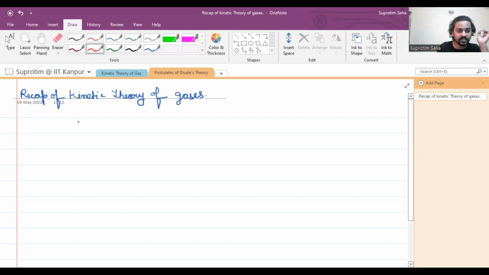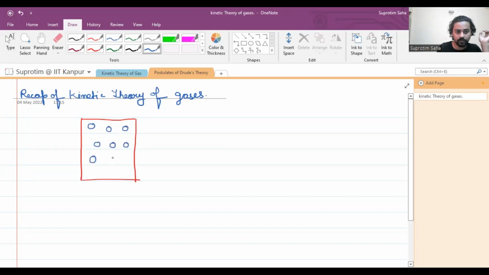So we considered a container. Let's check whether it is recording or not. Yeah, it's recording. So we talked about that in a container, the gas molecules are there, and they're moving completely random. The motion is randomized.